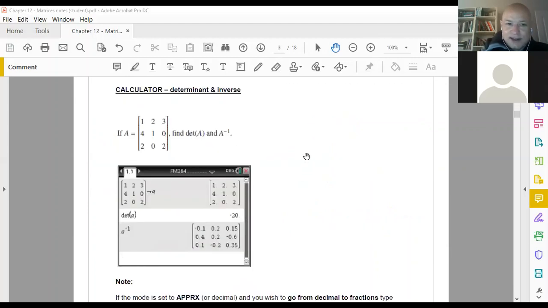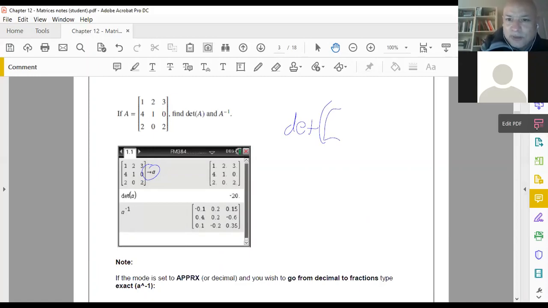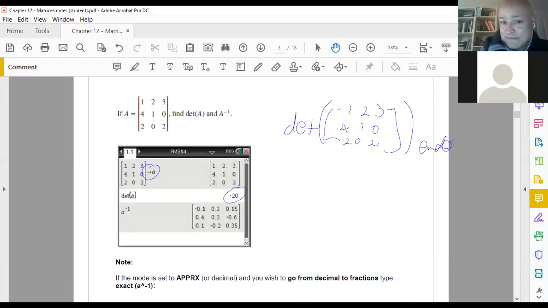All right, now to do it on your calculator, I want you to get out your calculator. A 2 by 2 is exactly the same, 3 by 3 is exactly the same, okay? You don't need to do as it's showing here by storing it. You can just type into your calculator DET. It's in the catalogue, but you can just go DET and open up your bracket, and then you can type in the matrix 1, 2, 3, 4, 1, 0, 2, 0, 2 and press enter, and it will give you the determinant of -20. Okay, you can store it like the calculator does, but try it.